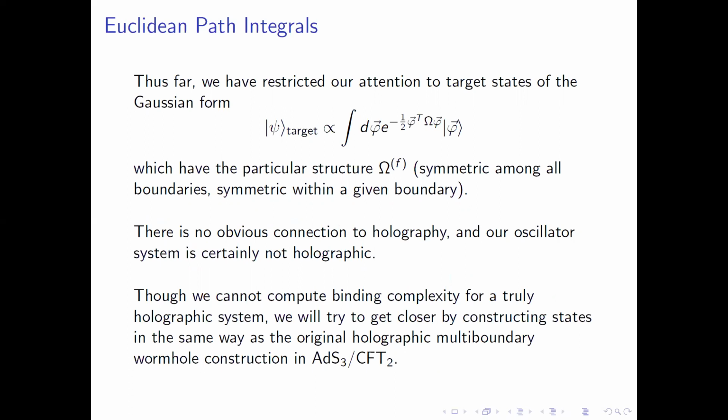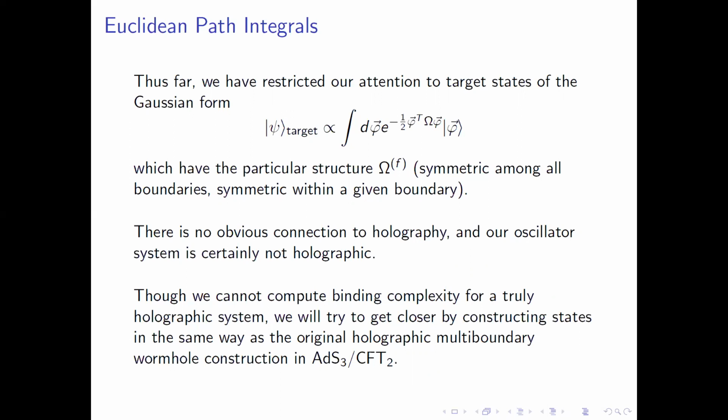So far, we've restricted our attention entirely to these Gaussian target states of this form that are defined by this matrix omega. And they have a very special structure, this omega f that Matt was telling you about, which are symmetric among all the boundaries, and they're symmetric within a given boundary. So there are only actually 3 free parameters associated with this omega f. There's the self-coupling, little omega, there's the internal boundary coupling lambda 1, and there's the cross-boundary coupling lambda 2.